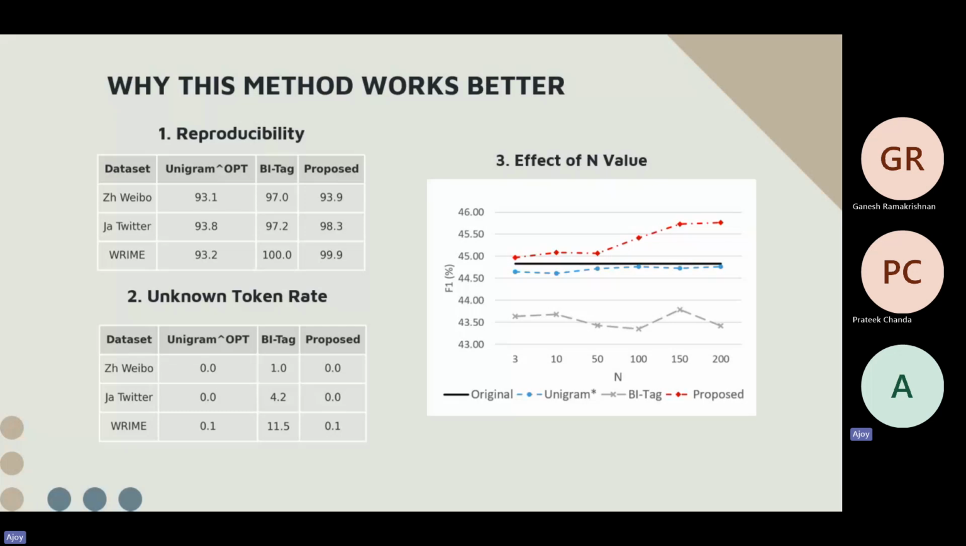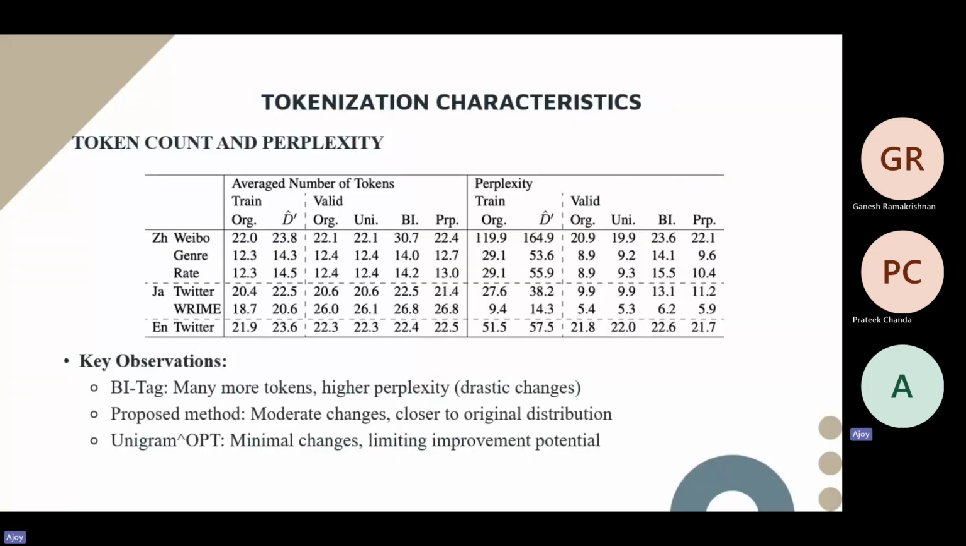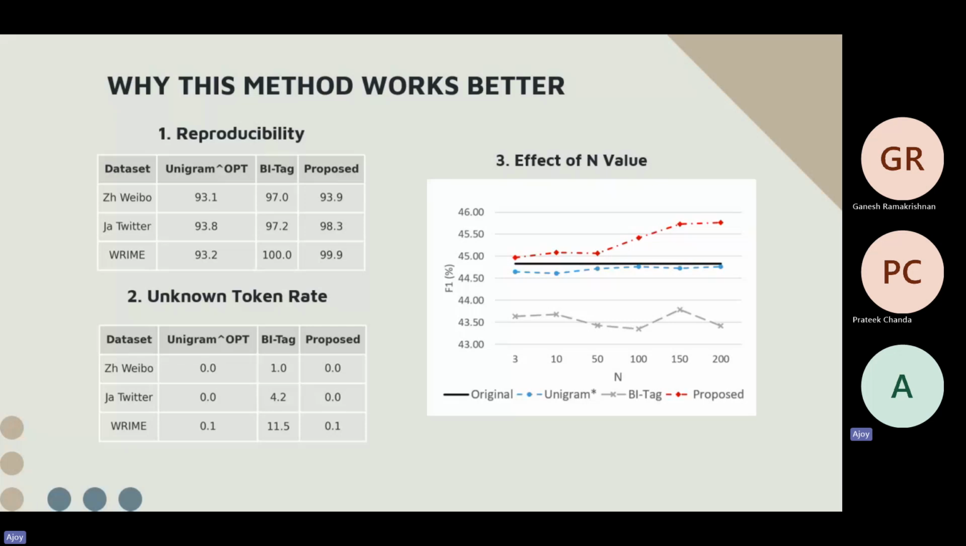So you can see the reproducibility results also, and here the unknown token rate, which was 11.5 for byte tag, and for the proposed method, it is just 0.1 for the Rhyme data set, and for the other it's 0. They have used different n values also, and they find n equals 100 as the best.